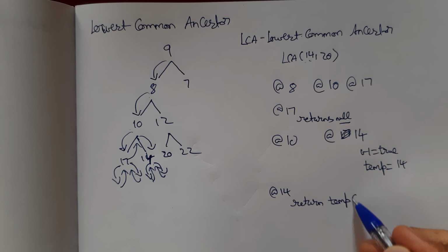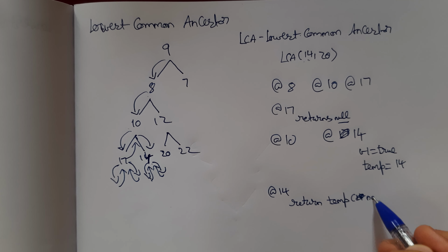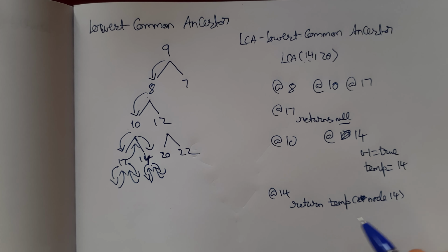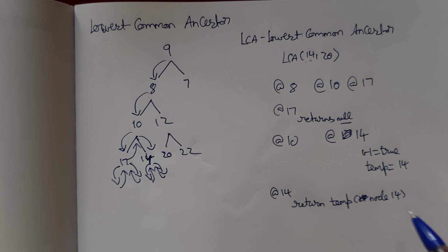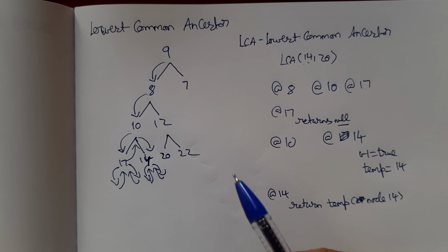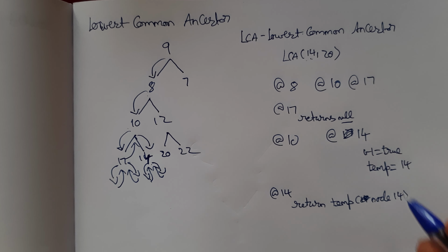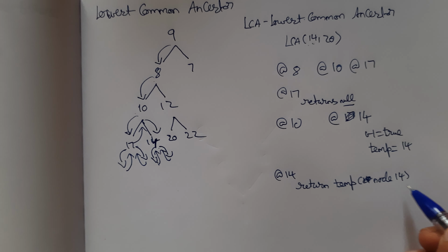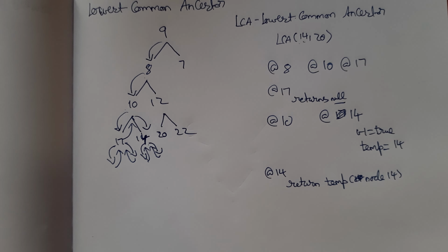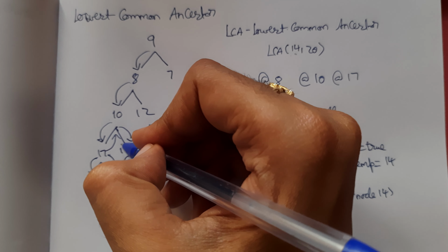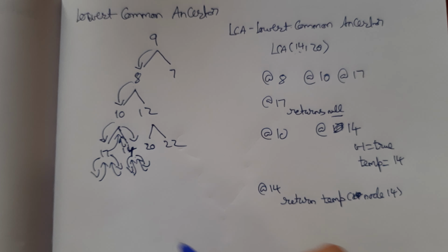We return this temp, which is node 14. By returning temp, we don't actually return the number 14, but the node that contains the value 14. So we return the address of this node to the previous subtree. So again we go back to node 10.